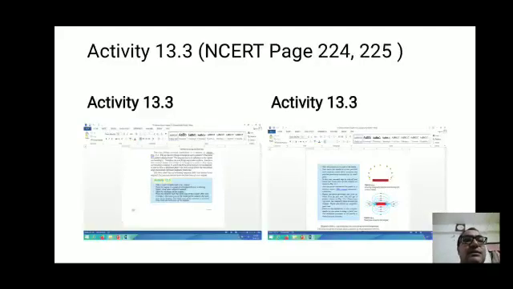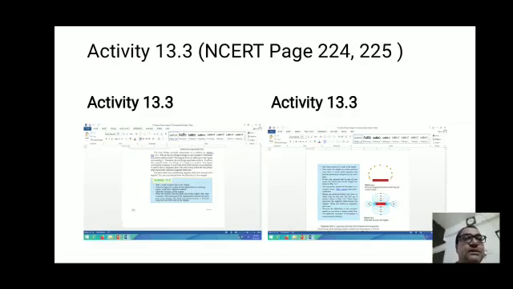So students, this is our 13.3 activity. It is given in our NCERT textbook on page number 224 and 225. You can see this one, left hand side and right hand side. Here, students, we have to draw two diagrams for this particular activity. In the last two activities, we drew one diagram for each activity.